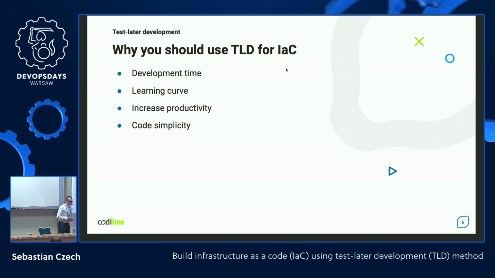Third reason, increased productivity. In TLD, we are focused at first on working code. In TDD, we are focused at first on working tests. And code simplicity. I think that code driven by the test, like in TDD, can be a little more complicated than it could be using the first method.